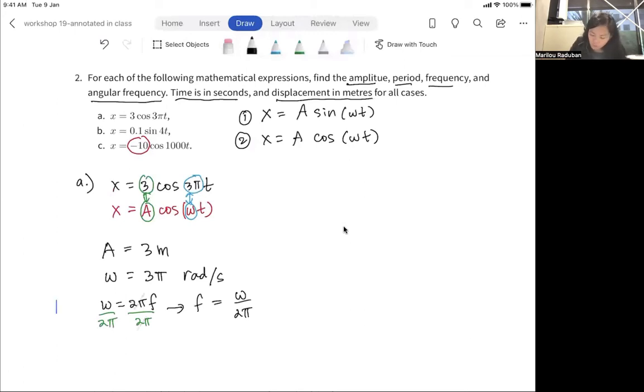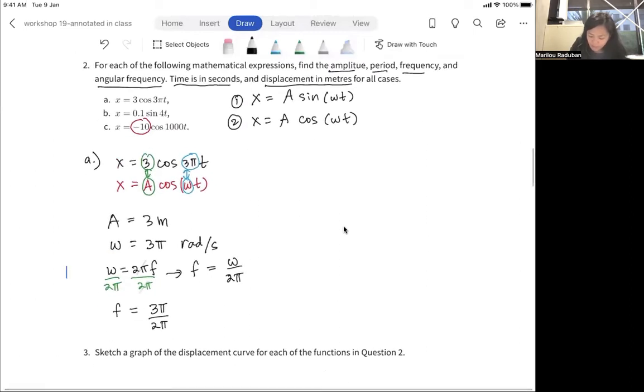So once you know omega from the equation x is equal to 3 cosine omega t, or 3 pi t, you can then calculate the frequency f. So that will be omega, 3 pi, divided by 2 pi. Okay, pi divided by pi is equal to 1. So that's essentially just equal to 3 over 2, or 1.5 hertz. The unit for frequency is hertz.